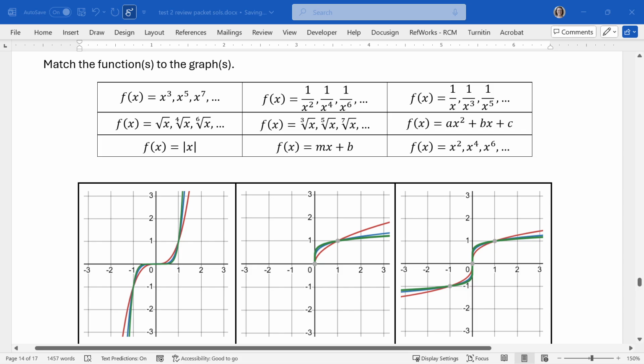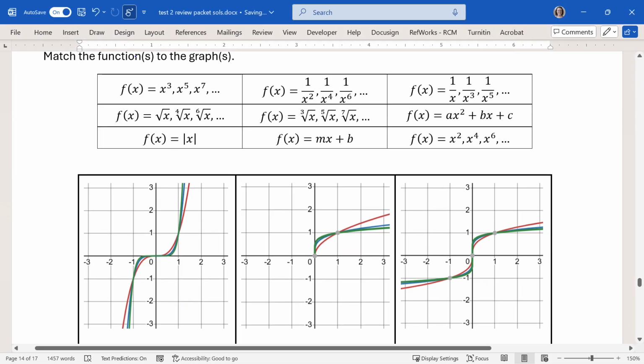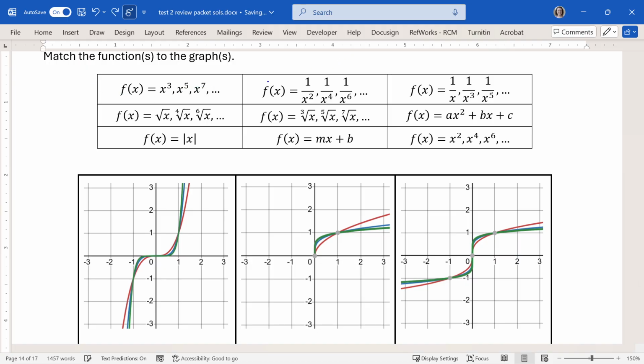Okay, let's go over how to match the standard set of functions to their graphs. So here I have 9 standard types of functions. We have the odd power functions, that's this one. We have the even reciprocal functions here, the odd reciprocal functions here. These are the even roots, the odd roots, quadratic functions.